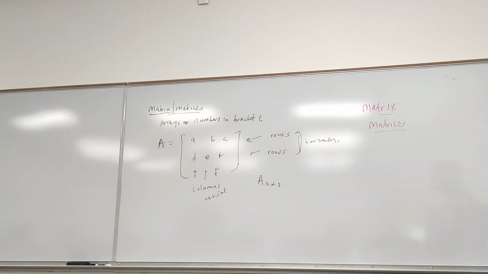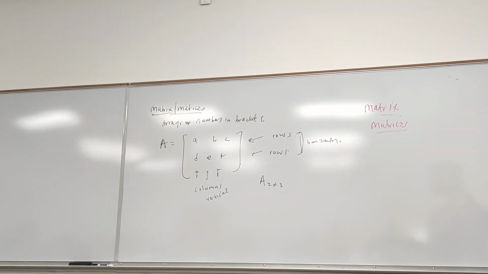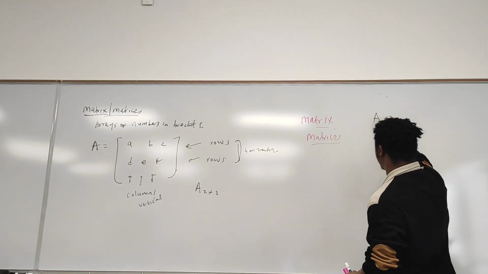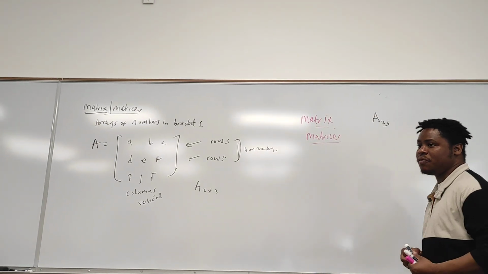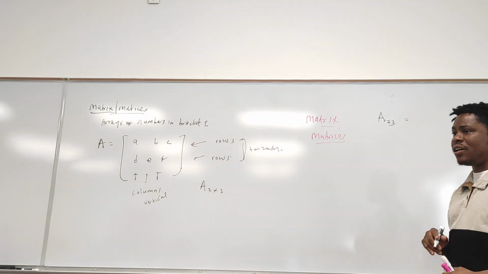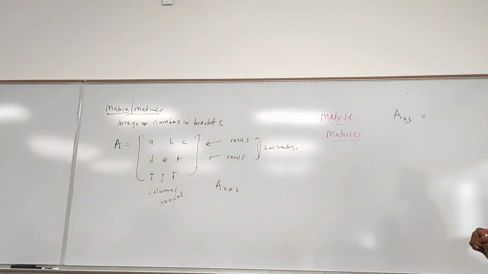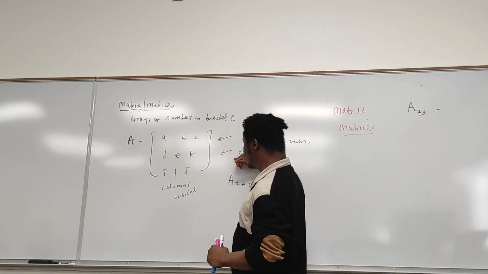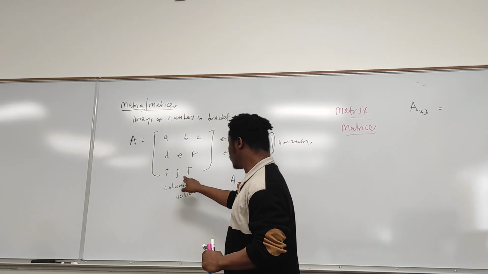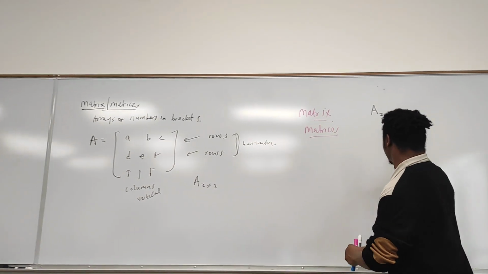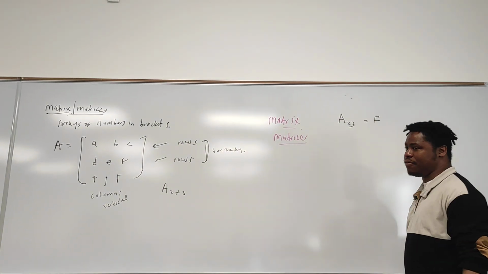Now, how do we identify elements from this matrix? If I tell you to find element A23 from this matrix, what will it be? Element A23 would be the element on the second row and third column. So this is row 1, this is row 2, this is column 1, column 2, column 3. That will be element F. Did you get that? So our second row and third column will be element F.